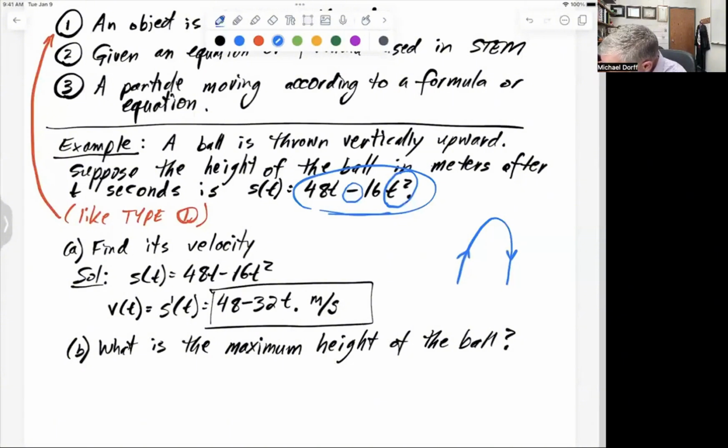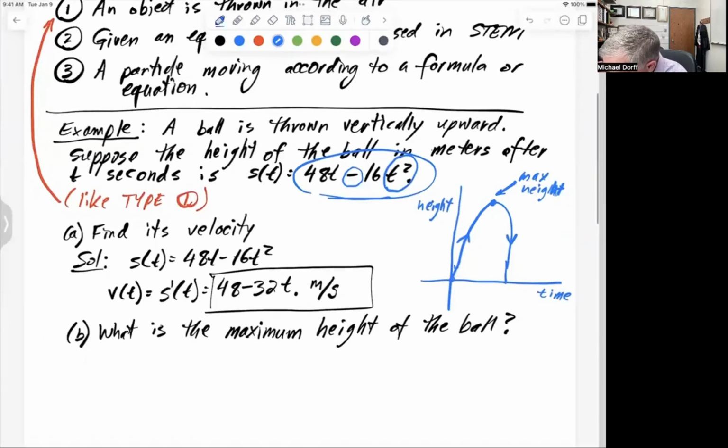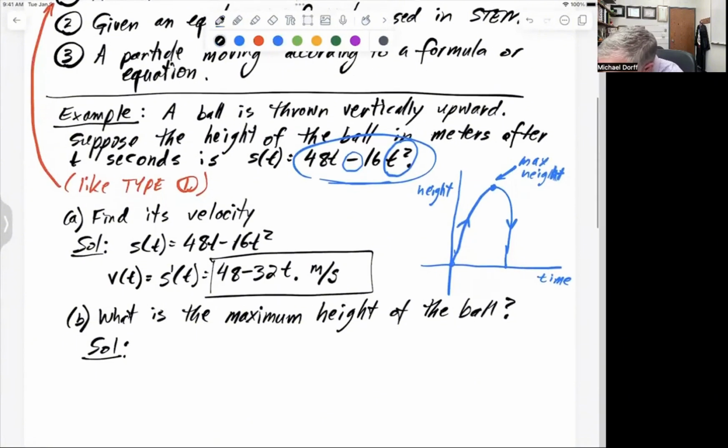All right. Maximum height is going to happen here. That's the max height. And if you wanted to think about this in terms of units here, this axis represents time, and this axis represents height. So what is the maximum height of that ball given that formula there? Well, the maximum height happens when velocity is 0.